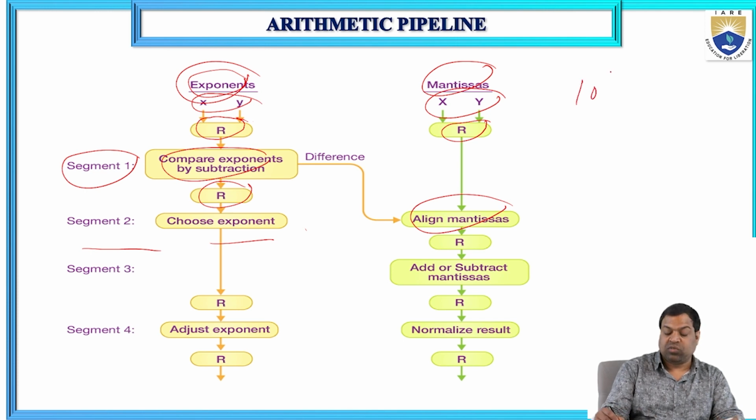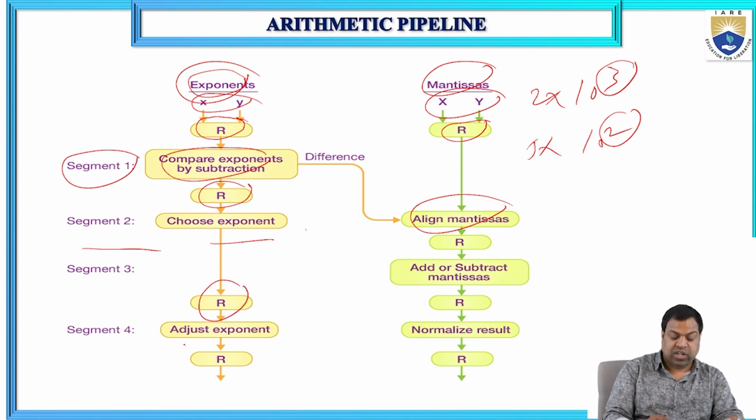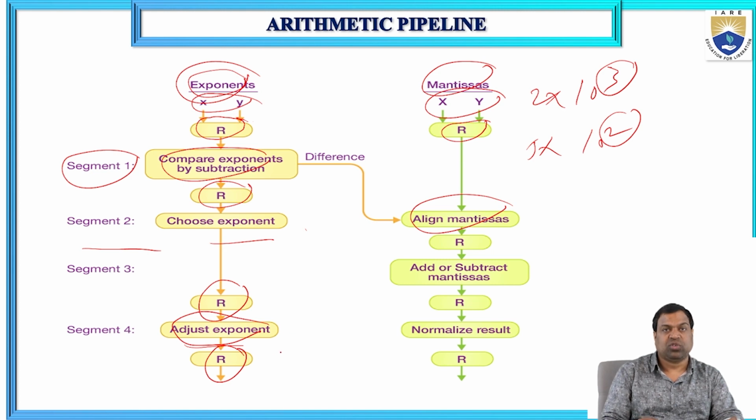So suppose one is 10 cube, another one is 10 square. So what do you finalize? Are you finalizing 10 cube or 10 square? Suppose here 2 into 10 cube, here 5 into 10 square. Which one do you choose? 10 square or 10 cube? What is finalized? That will be in segment 3, and adjust the exponent, and the adjusted value will be stored in R.